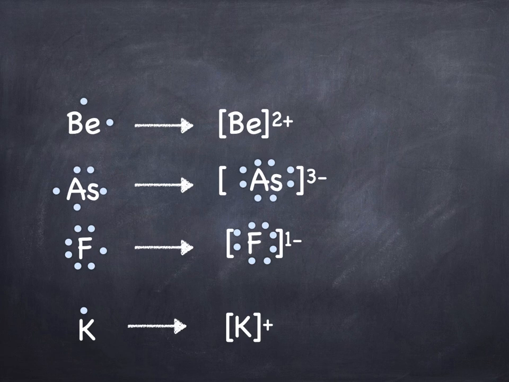For the anions, we're going to add those 8 valence electrons, put the charge on the outside of the brackets.